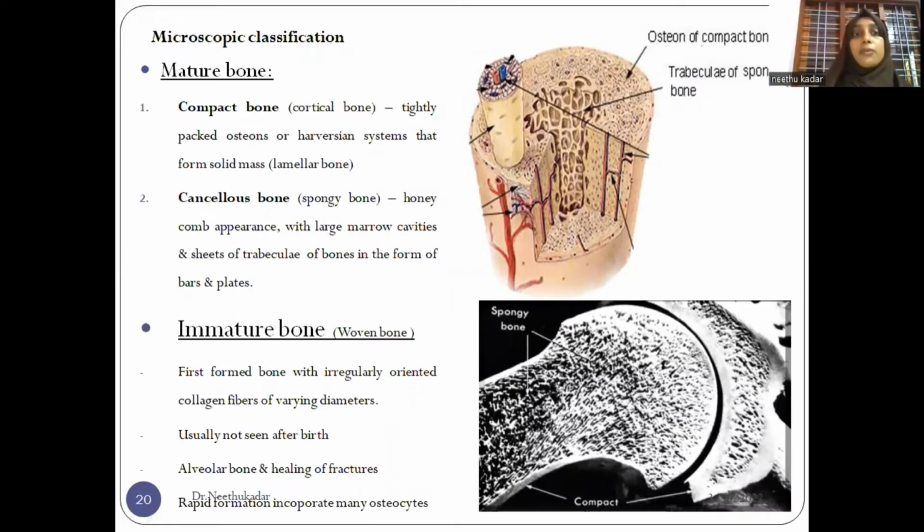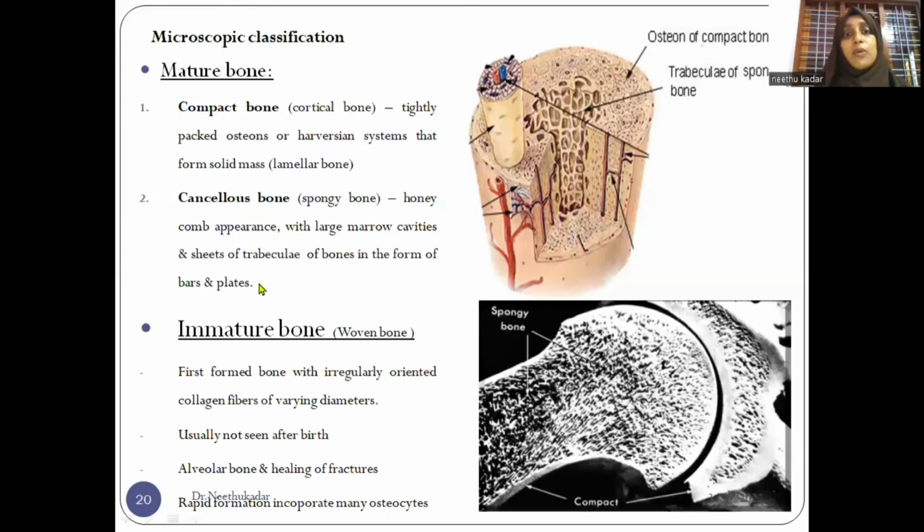Based on microscopic classification, there are two types of bone. First one is the mature bone. Second one is the immature bone. The mature bone comprises two parts, which we have already discussed: the cortical bone, the lamellar bone or compact bone, which comprises tightly packed osteons or Haversian systems that form a solid mass.